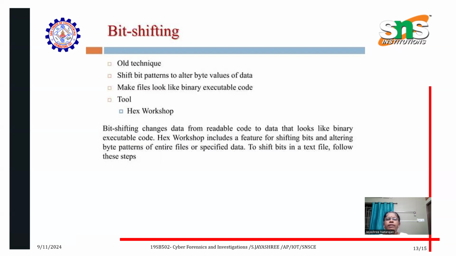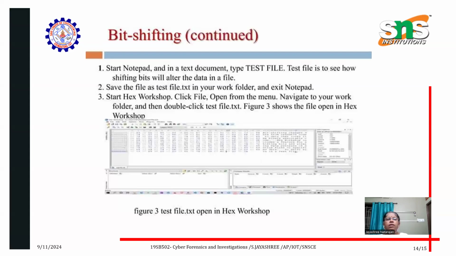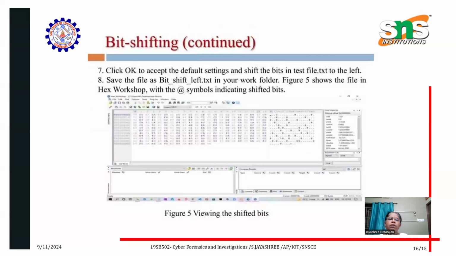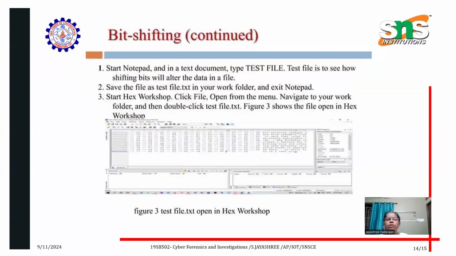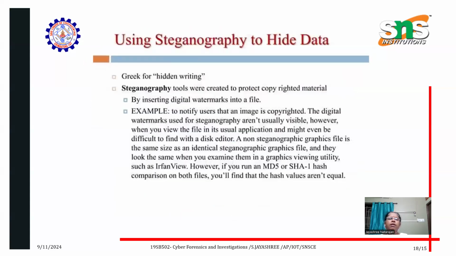Make files look like binary executable code. The tool is Hex Workshop. Bit shifting changes the data from readable code to data that looks like binary executable code. Hex Workshop includes a feature for shifting bits and altering byte patterns of entire files or specified data. To shift bytes in a text file, follow these steps. It is shown here as an example. Look into this: the shift is applied to the byte data.